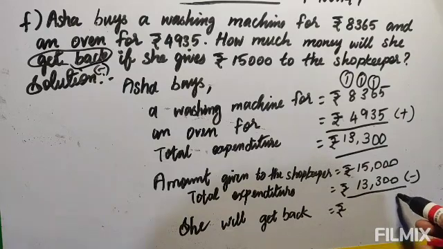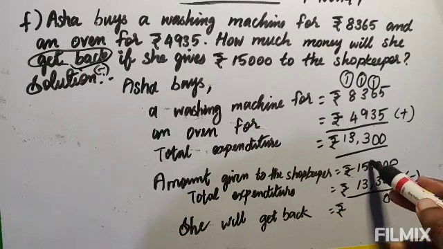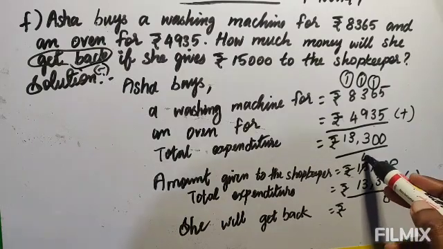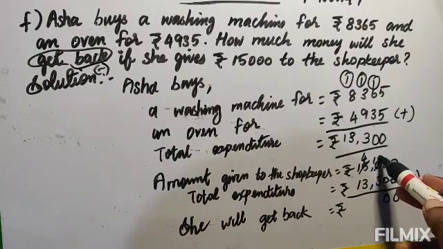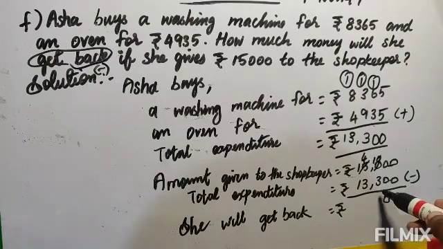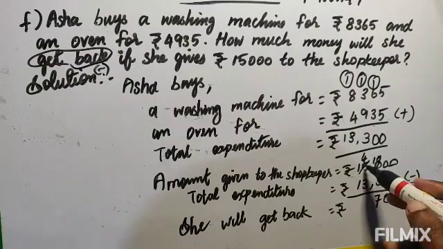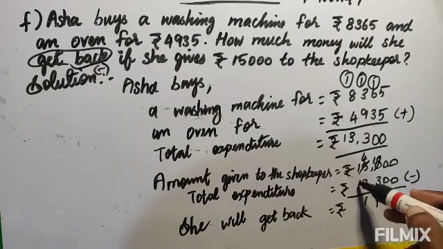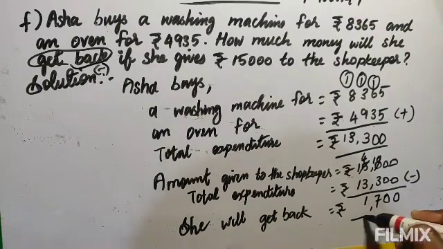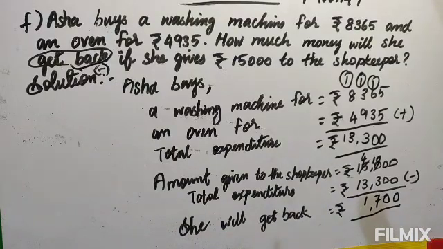Now 0 minus 0, 0. 0 minus 0, 0. And from 0 you cannot subtract, so you will borrow. From 5 if you borrow, 4 remains. That 1 comes here, that becomes 10. So 10 minus 3, 7. 4 minus 3, 1. 1 minus 1, 0. So the answer is 1,700. So 1,700 rupees she gets back. This is the way you have to do the sums.